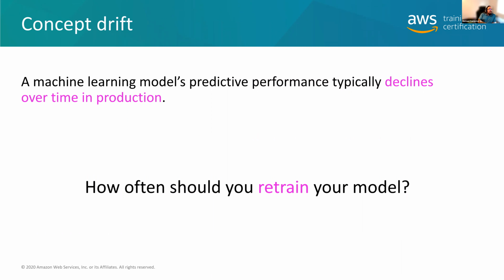So concept drift, right, is where there's decay or decline in the predictive quality of an inference endpoint. How often should you retrain your model? The bottom line is that you should retrain it as often as the decay or deviation gets too large for the business to accept, right?